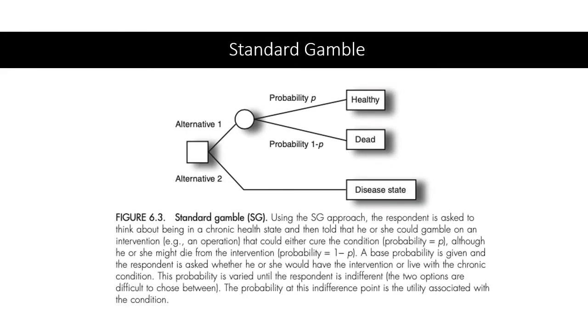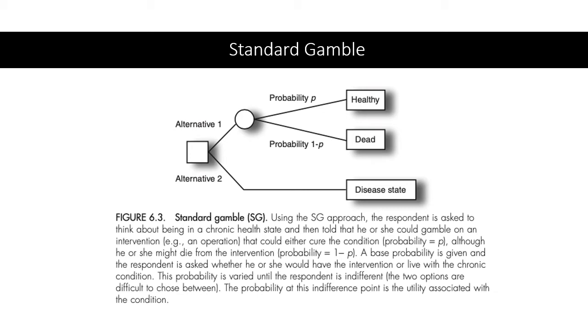The second method is standard gamble. Using the standard gamble approach, the respondent is asked to think about being in a chronic health state and then told that he or she could gamble on an intervention that could either cure the condition, with probability P, although he or she might die from the intervention, that is probability 1 minus P. A base probability is given and the respondent is asked whether he or she would have the intervention or live with the chronic condition. This probability is varied until the respondent is indifferent.